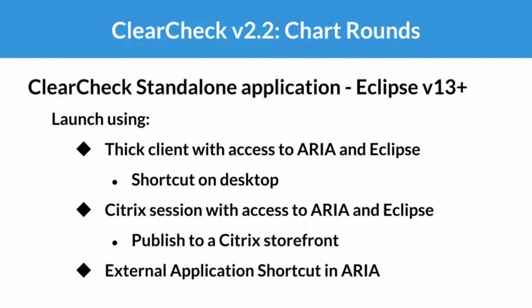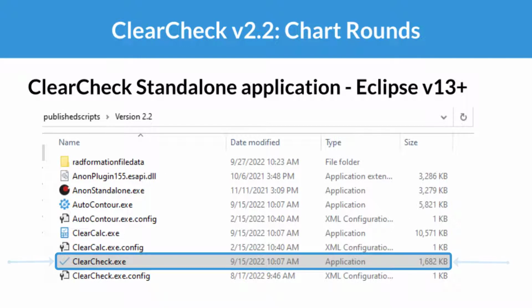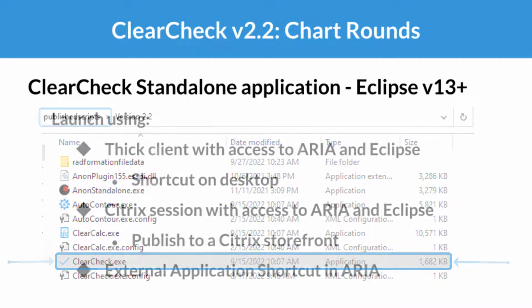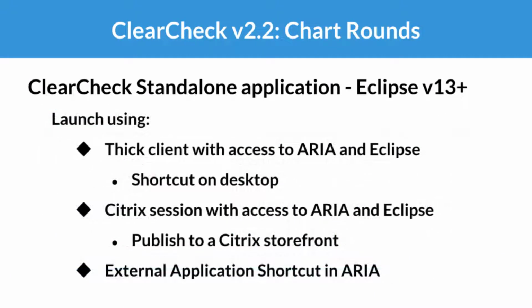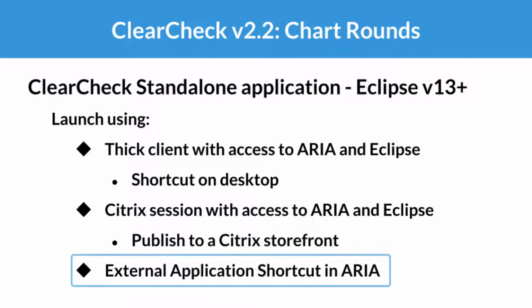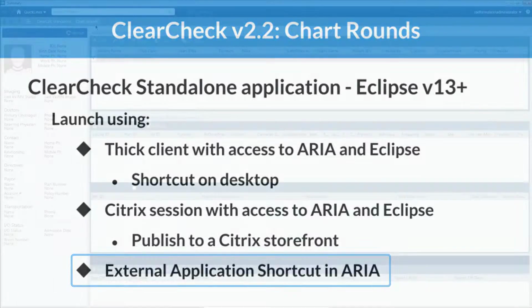The ClearCheck Standalone executable can be launched from its direct location in the ClearCheck installation folder. Typically, this will be the published scripts folder on the Varian image server. Depending on your department's setup, the standalone application can also be published to a Citrix storefront so that all Citrix users will have access to it. Or it can be set up as a shortcut on the desktop for the client users. Another way that it can be set up would be to create an external application shortcut in ARIA.